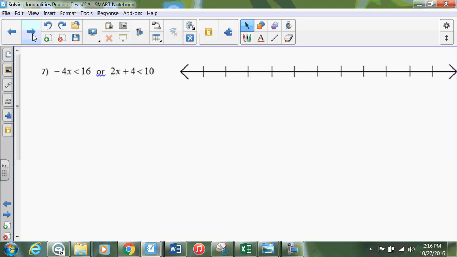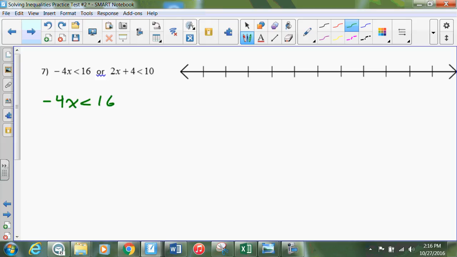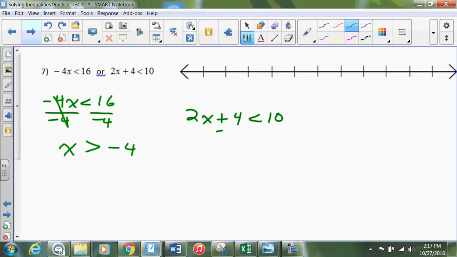Okay, now we have an or, because an or looks completely different. So let's go ahead and divide both sides by -4, and we note, oh my goodness, we divided both sides by a negative. We've got to flip the inequality sign. And then let's go ahead and solve the second part. We subtract 4 from both sides.